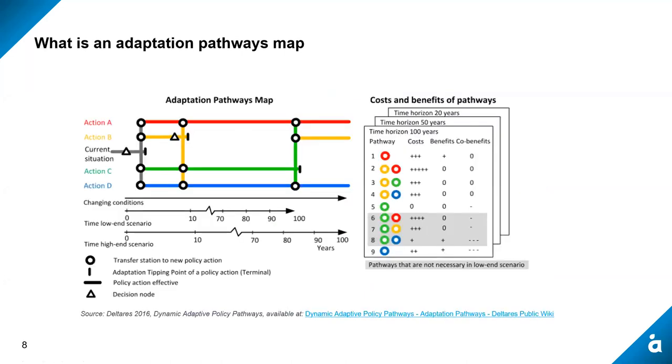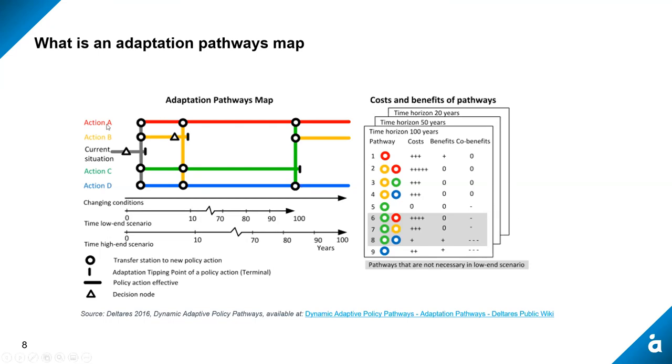So what is an adaptation pathways map? It's what I think to be a key step in adaptive planning. So this is one that was developed by Deltares and TU Delft in the Netherlands. It's dynamic adaptive policy pathways. And we're lucky enough to have Simone de Kleermaeker and Andrew Warren from Deltares who are involved in this piece of work. So this just shows at a very high level what an adaptation pathways map looks like.